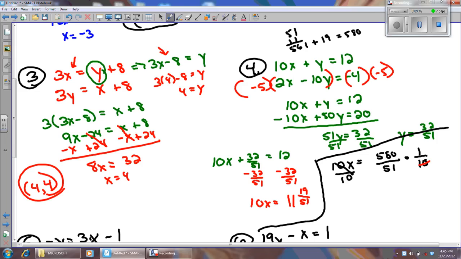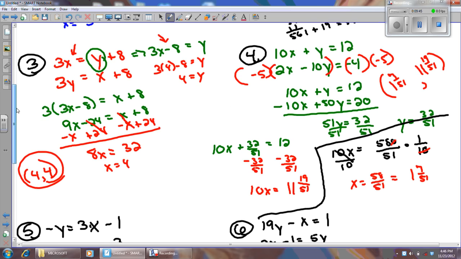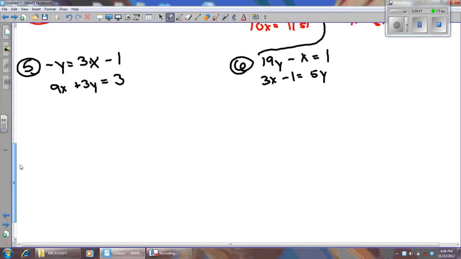10 can go into 580 58 times, so x is going to equal 58/51, which is the same as 1 and 7/51. So the place that these two lines cross, the x-coordinate is at 1 and 7/51, and the y-coordinate is at 11 and 19/51. And that was an exceptionally ugly problem, but it's good to see that every now and then.